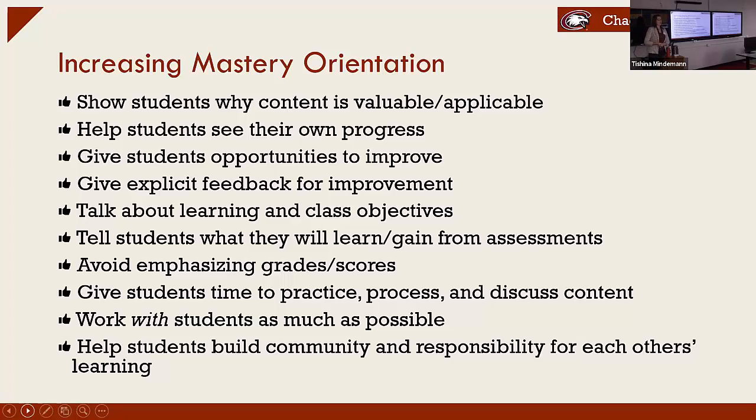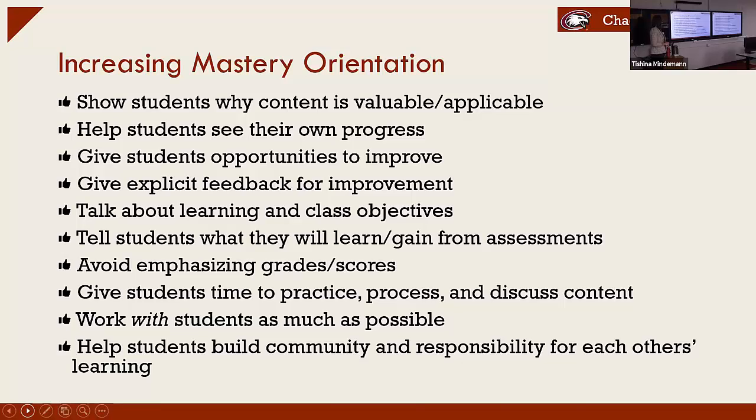I try to tell mine, especially my future teachers, why did I design this assessment this way? How am I seeing it helping them learn and helping them understand the content by engaging with that assessment? Avoid emphasizing grades and scores. Give students time to practice, process, and discuss content. We know that deep level learning takes time. And there can be a desire, like we need to get through this content. We need to get through this content, but really seeing where you can take some time and give them time to process and reflect and think and engage with content can really help them with learning.